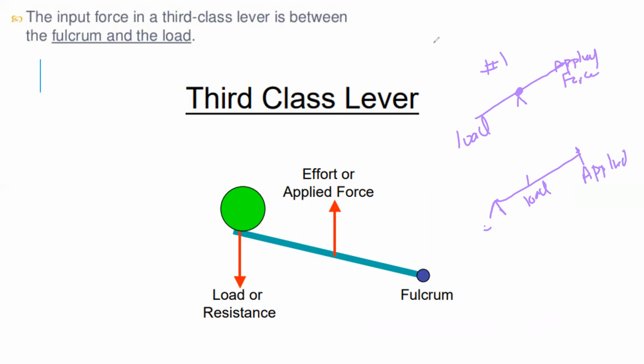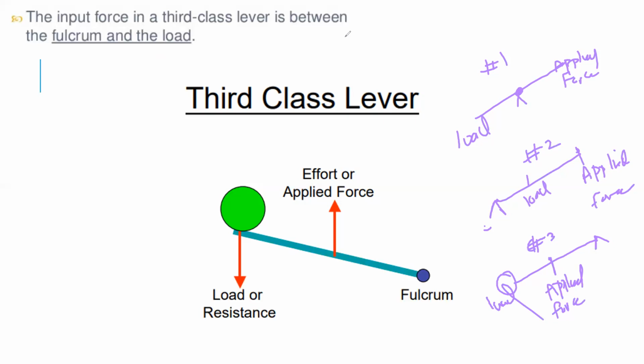So now what is in the middle? The load. So we call this case number 2. If the fulcrum is in the middle, this is case number 1. If the load is in the middle, this is case number 2. And if the applied force is in the middle, this is case number 3. Here we have the fulcrum, and here we have the load. So if the applied force is between the fulcrum and the load, we call it the third class.